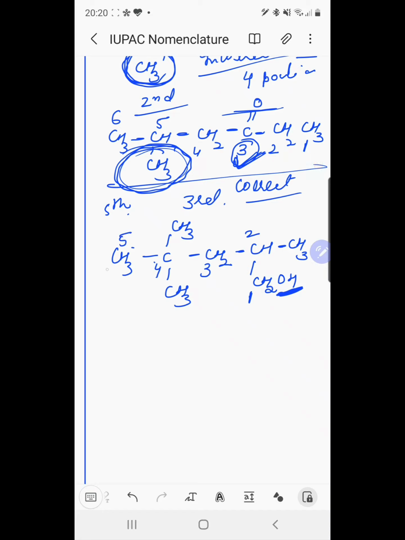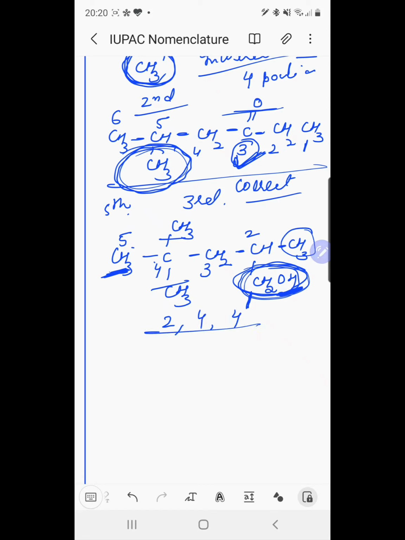We will not start numbering from this methyl group, so that these methyl substituents get the lowest number. We will give preference to this functional group so that the functional group gets the lowest number. We will start numbering from this end. So it is a derivative of pentene, because in this case the locants are at the second position and 4.